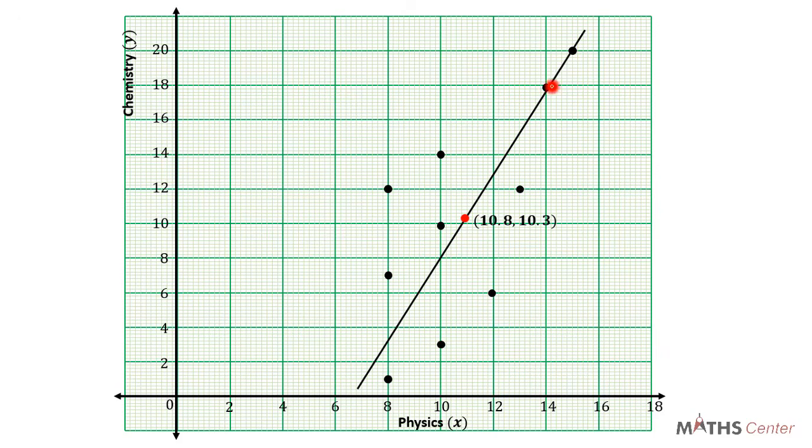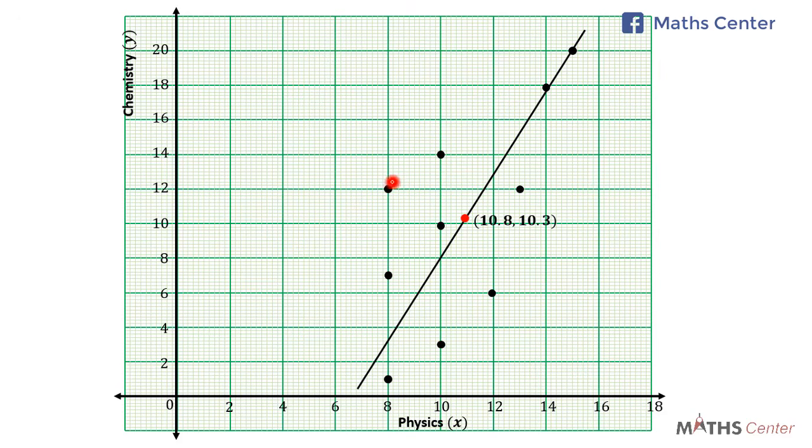And so I'll draw my line of best fit here. It passes through 10.8, 10.3. This point is almost on the line. This point is on the line. Now look at it.